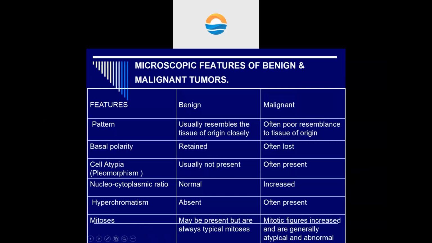So if we look at the difference between benign and malignant tumors under the microscope, we can see the pattern of benign tumors usually resembles the tissue of origin quite closely, very similar to normal tissue. In malignant tumors, we often see poor resemblance of the tissue of origin.